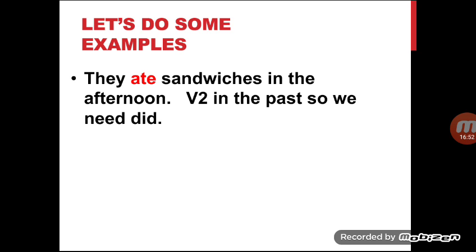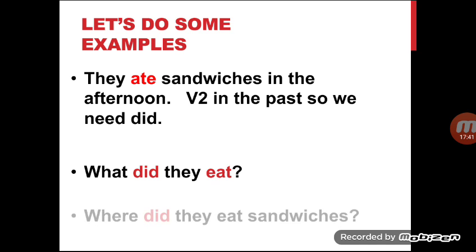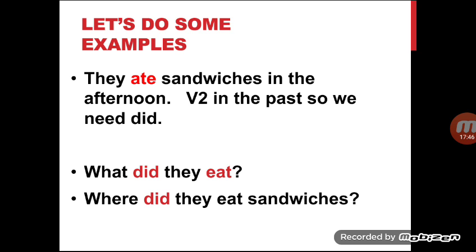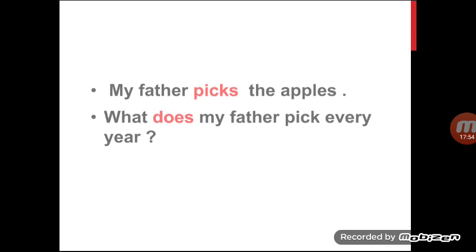So, let's do some examples. They ate sandwiches in the afternoon. Ate is verb 2 from the verb eat. So do comes here. Guess what the question of this sentence is. Try to do it. I'll give you 2 minutes. Okay, let's see. What did they eat? What is the word? Did, because ate is in the past. The sentence from the beginning, they eat. Very good. You are very good if you did that. Now, or you can say, where did they eat sandwiches? Or you can say, when did they eat sandwiches? Yes, very good. This is how to make questions.